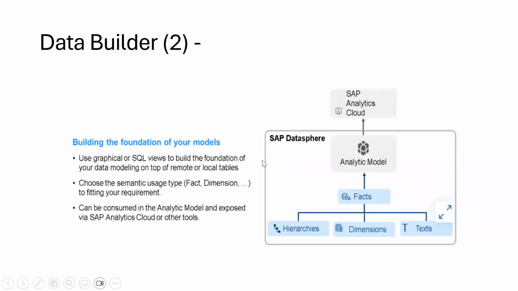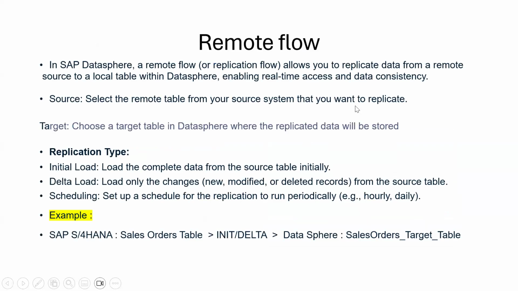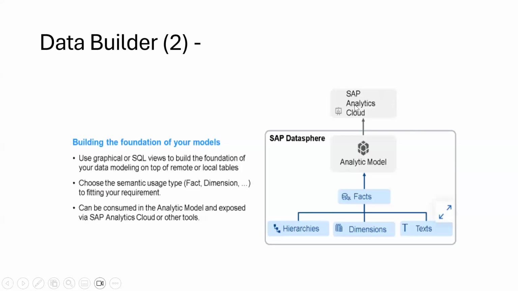Next, here you can define an analytical model. My analytical model brings data from hierarchical data, dimensional data, text data, fact data. During the sessions I will explain. So this is kind of a model. On top of this model, I can define my analytical cloud reports. SAP Analytical Cloud is a reporting tool.